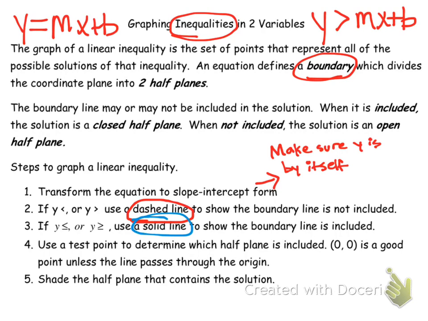And then number 4 is use a test point to determine which half plane is included, meaning which point would fit in your inequality. So a really good one to use is 0, 0, unless the line passes through the origin. Then you'll probably have to pick another one. And then the last step is shade the half that contains the solution. Now the shading part could be a little bit challenging because a lot of people get confused. It's not a left or right thing, it is an above or below thing. Alright, so let's continue on with the notes on our next part.